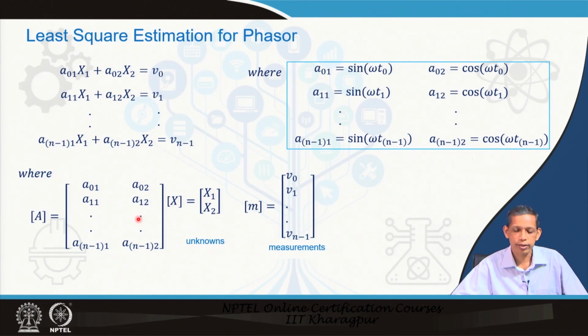Note that these A's are nothing but in terms of the time index and the corresponding fundamental frequency omega. Therefore, with the time indices t naught, t 1 and so on being known to us, the A matrix is assumed to be known to us. X is the unknown vector x 1 and x 2, which we have already defined in terms of V cos theta and V sin theta, and the measurements are the set v naught through v n minus 1. So, we have n number of measurements for this purpose.